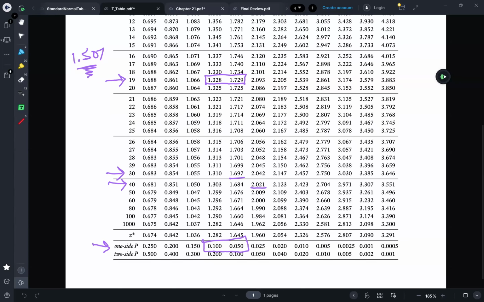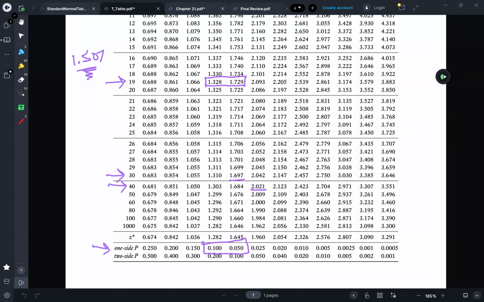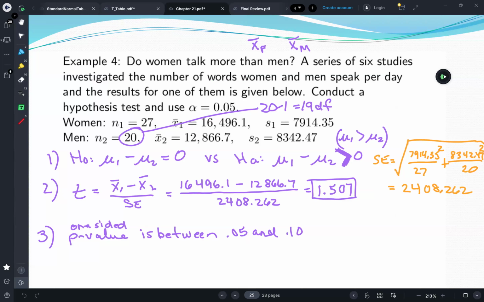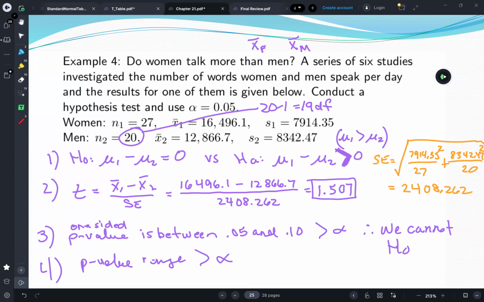Well, this is sort of a disappointing result. I'm just checking it. I'm checking it because can we reject and say there's a difference between the number? It's kind of funny, isn't it? I was hoping for the women to be more, but yeah, we cannot. So this is greater again. This is greater than alpha. So therefore we cannot reject. And we conclude, right? So the p-value range is greater than alpha. And then we cannot reject.